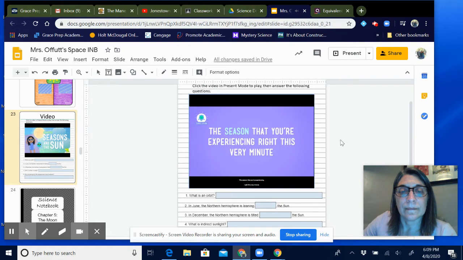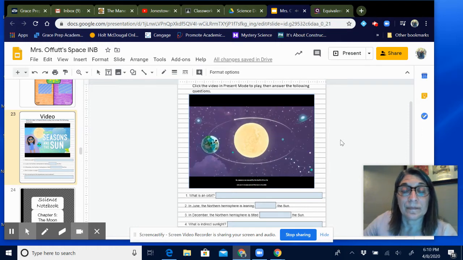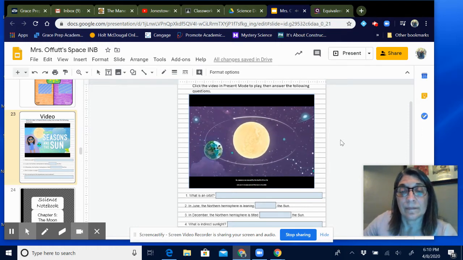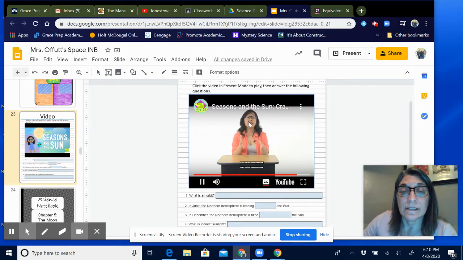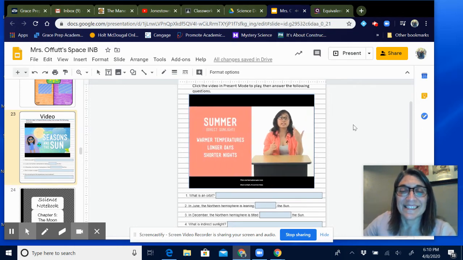The season that you're experiencing right this very minute is caused in part by the amount of direct sunlight you're getting. So, seasons are caused by the Earth's tilt on its axis as it cruises around the sun in its orbit. When one hemisphere gets more direct sunlight, it's summer there.